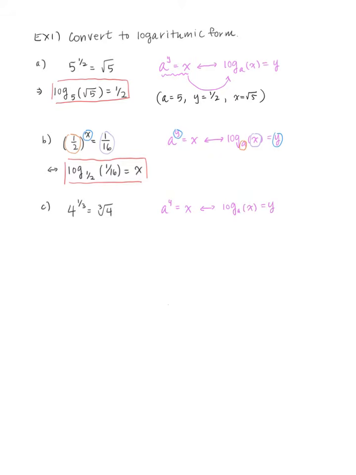All right, so let's see if you got it or not. So I'm going to try to rewrite this in log form. So you have log base 4 of x, which is the cube root of 4, equals the exponent on the base, which is 1/3. So this is the answer. How did you guys do on this one?